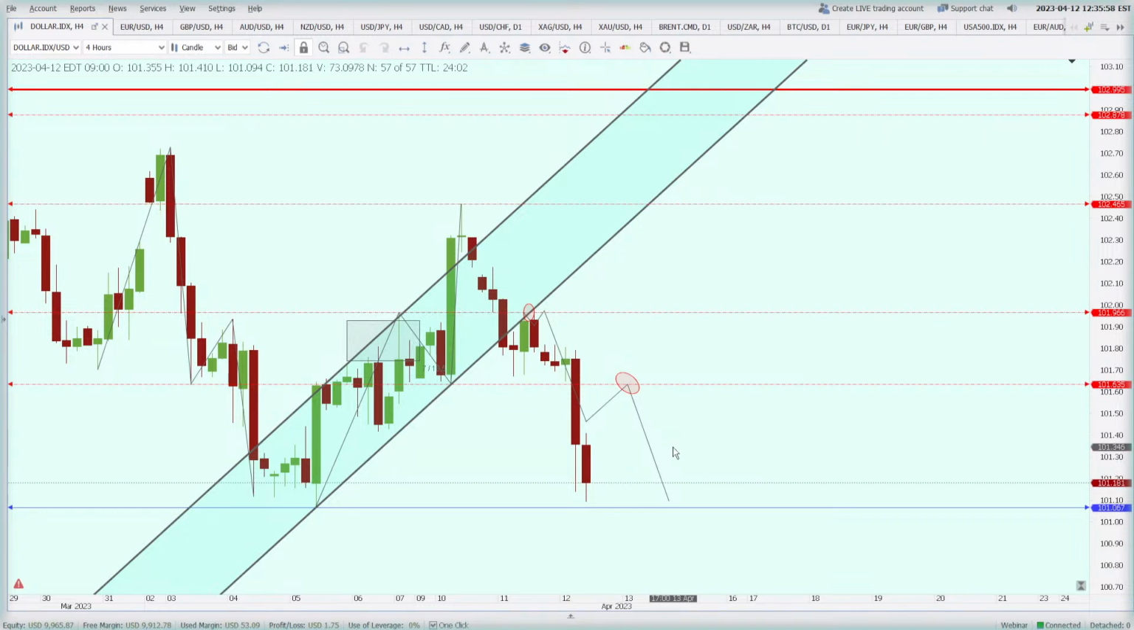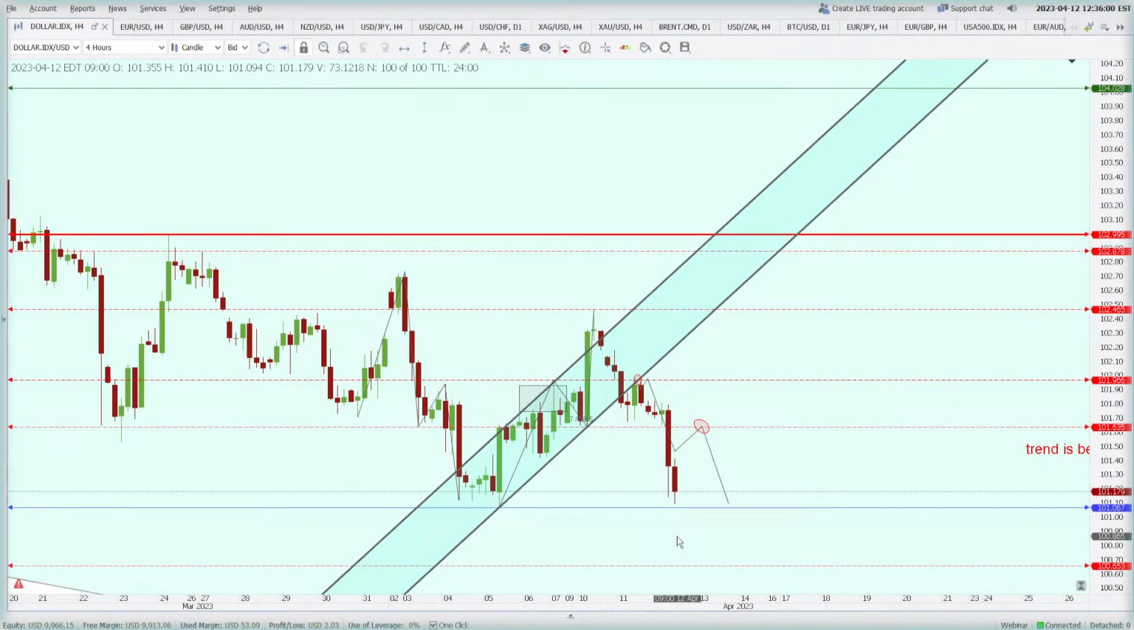Now, what is the important level? This previous low on the 5th of April, that is 101.06. After that, 100.65 is very important on the lower side. On the higher side, we can now expect resistance at 101.63 for the dollar index.